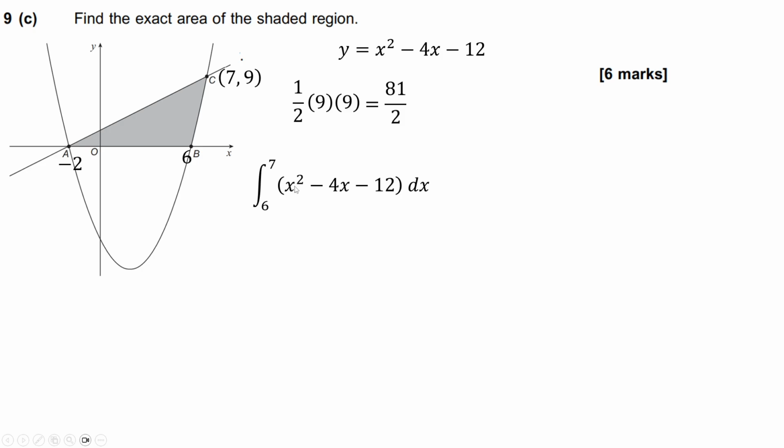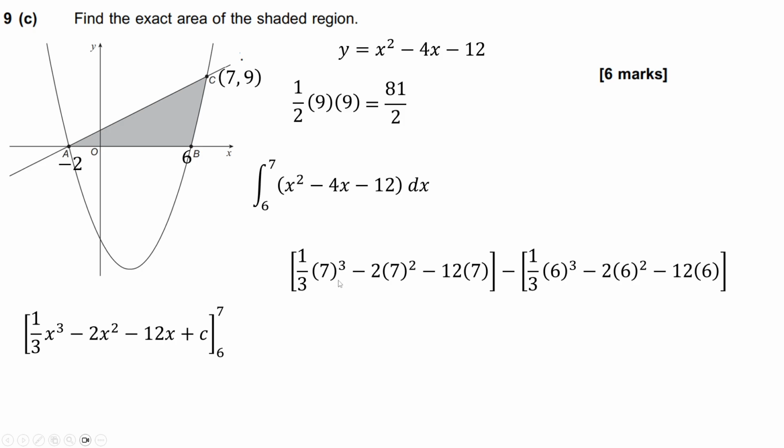This is just increasing the power by 1 and then dividing by the new power. You could add a plus c, it doesn't really matter. You're going to cancel it out because it's a definite integral. So this would be a third x cubed minus 2x squared minus 12x plus c to get that. From 6 to 7, so you've got this. Plug in 7 and then plug in 6, subtract them from each other, put it into your calculator, and you get 13/3. Okay, so this area here is 13/3, and we overcounted the area, so we do 81/2 take away 13/3, which is 217/6.